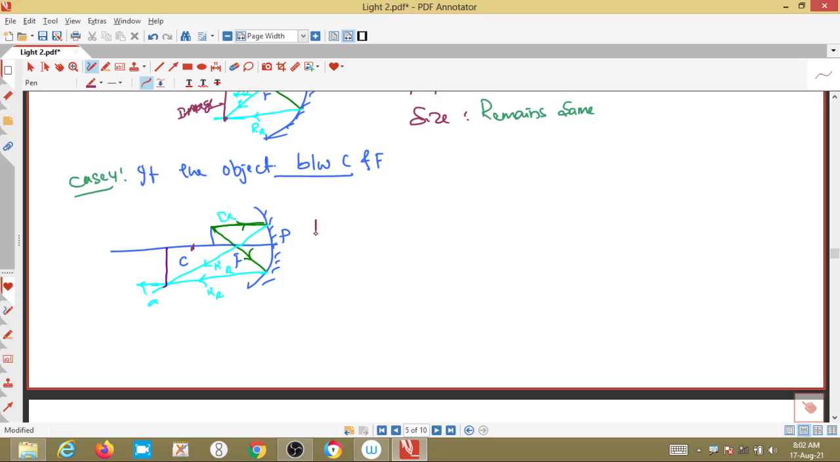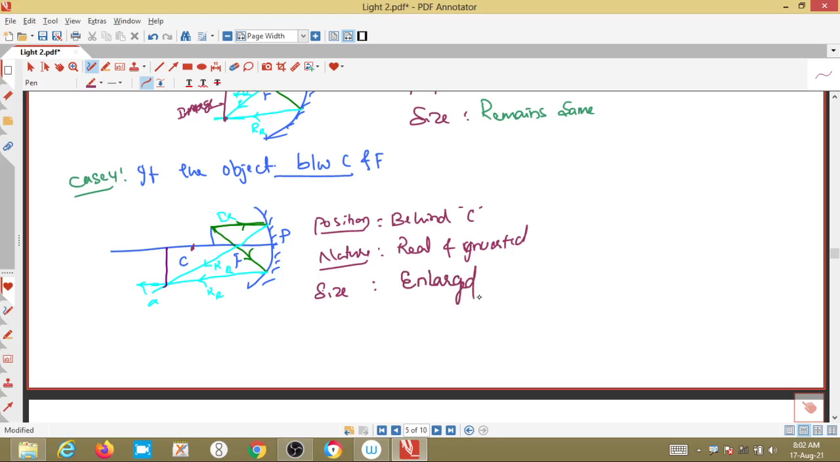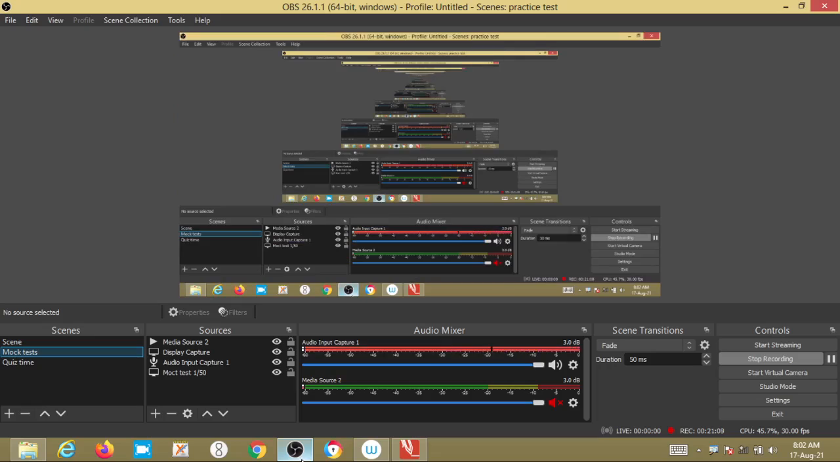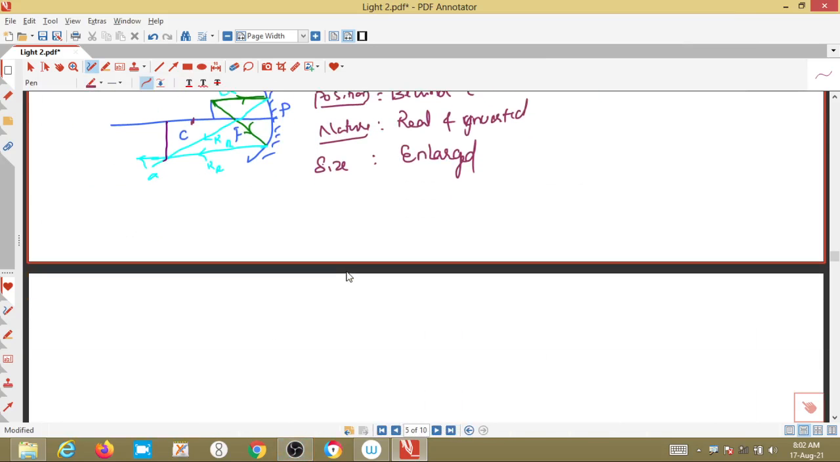Now the conditions. Where is the position? The position is behind C, right? It went to the back side of C. Then what is the nature? As it is formed in front of the mirror, it is real. When it is real, it is inverted. Then what is the size? The size has got enlarged. Clear?